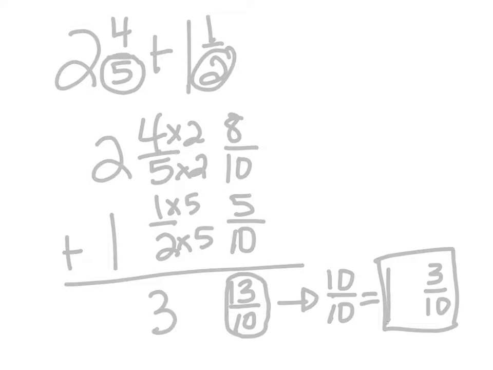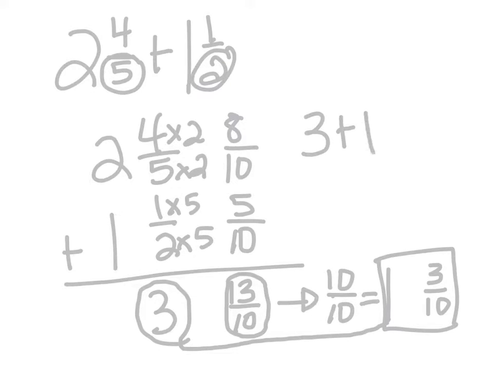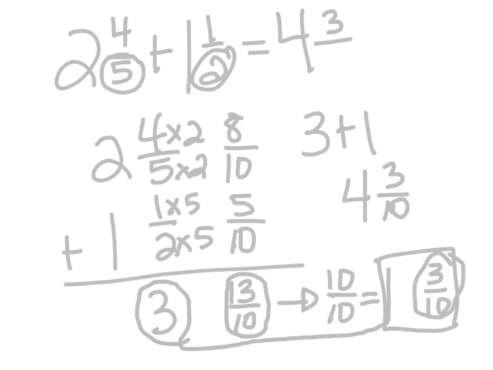But that is not my entire answer, because I still have my original whole number of 3. So now what I must do is I must add together my whole number 3 plus my whole number 1 to give me a new whole number of 4, and I still have my fraction 3/10. So the answer to my question, 2 4/5 plus 1 1/2, is going to equal 4 3/10.